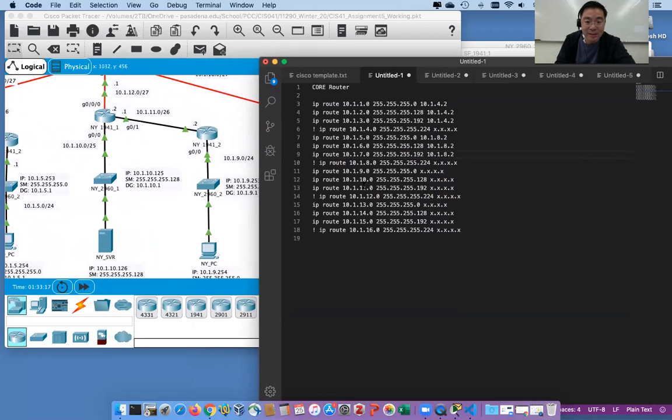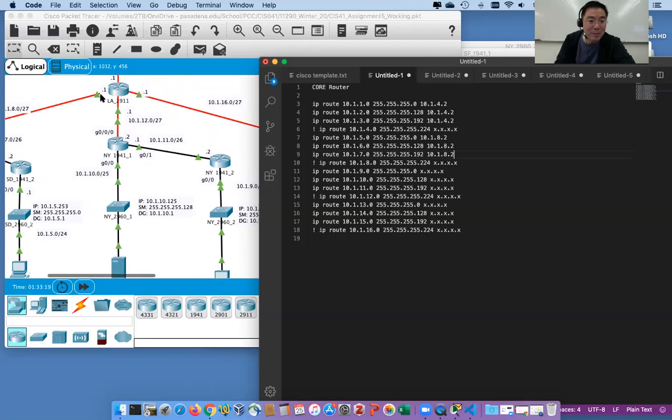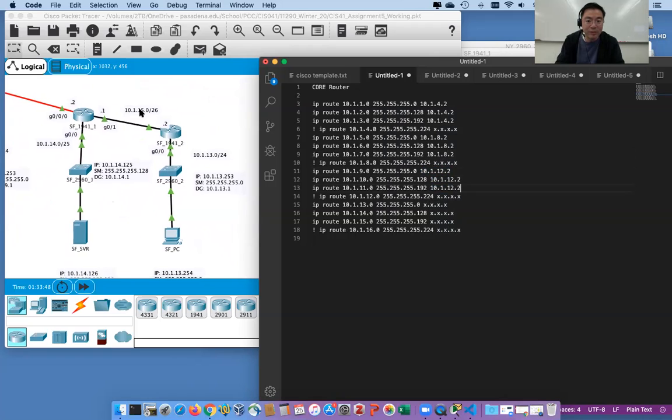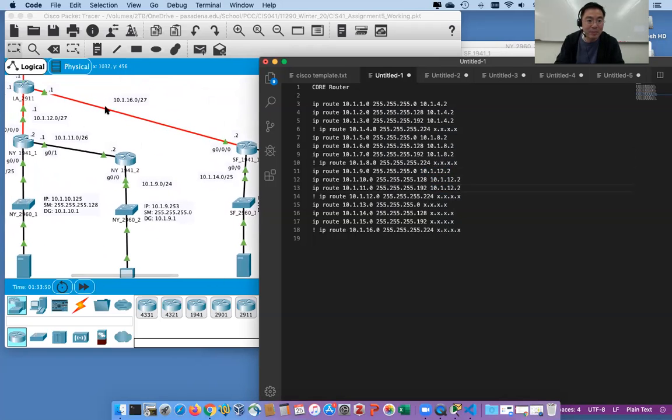Okay, 9, 10, and 11, the next hop IP is 10.1.12.2. And the next one is 13, 14, and 15. So that next hop IP is 10.1.16.2.